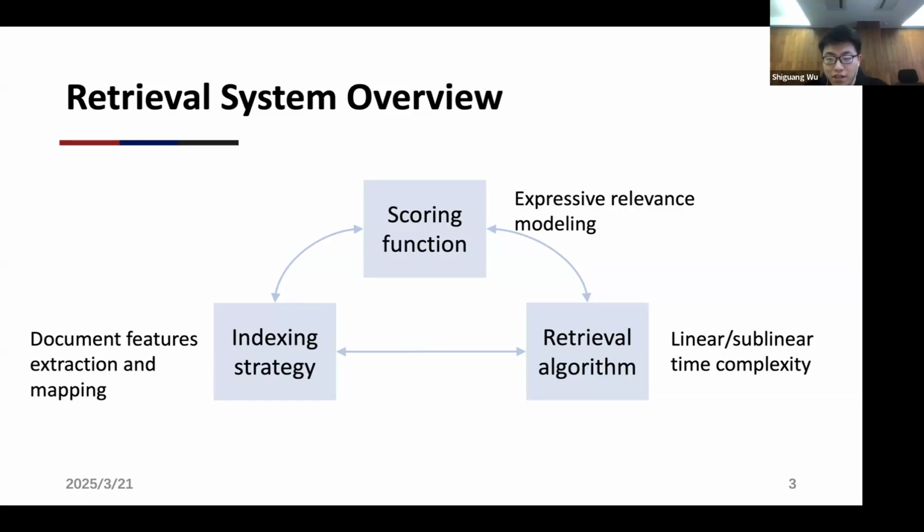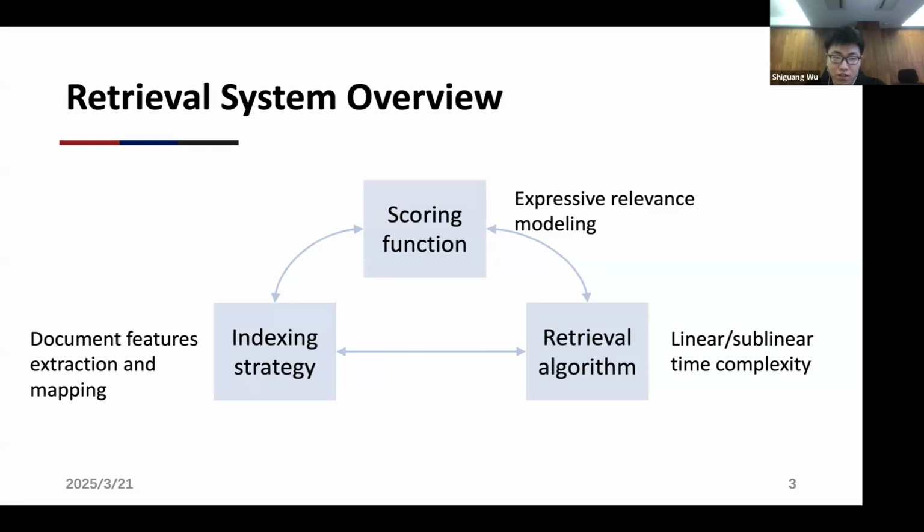Another important thing is the retrieval algorithm. We have to do all this ranking in a very efficient way, so you have to consider the scoring and the indexing together and use them efficiently. Normally, we want our algorithm to run in sublinear time complexity, so we don't want to exhaustively iterate over all documents in the corpus. We have to do some approximation to avoid that time complexity.